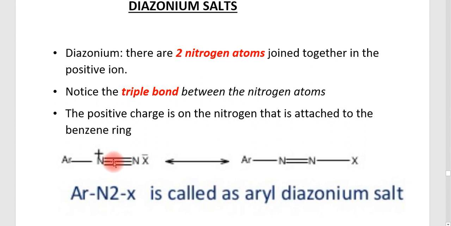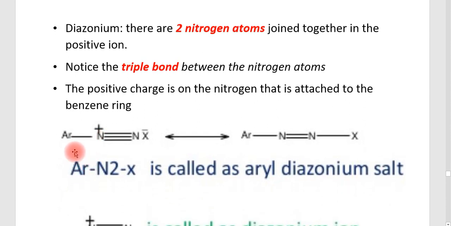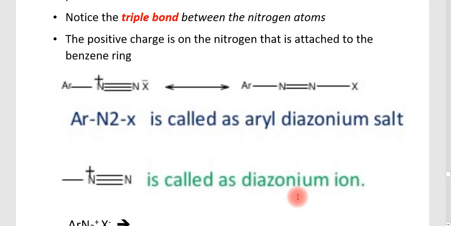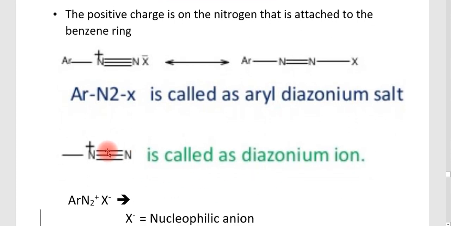And a positive charge is seen on the nitrogen, and that nitrogen is attached to an aromatic ring, that is the benzene ring. So here the formula is given as ArN2X minus. It is given here Ar aromatic ring and N triple bond N with a positive charge on nitrogen, and this is the X minus. Or it can also be shown as Ar N double bond N X. Here ArN2X is also called the aryl diazonium salt, and this N triple bond N plus is called the diazonium ion.